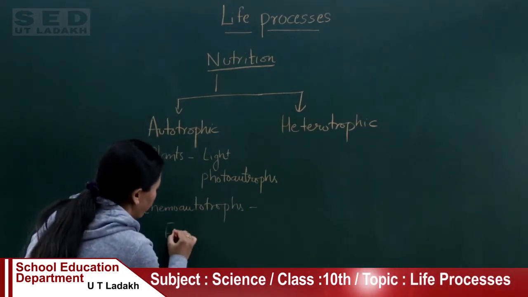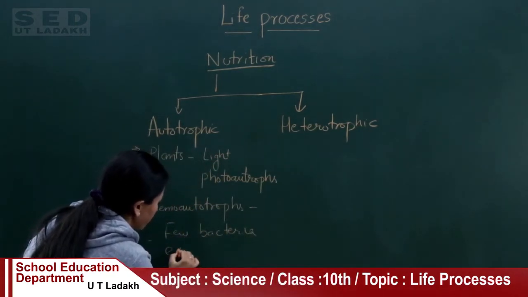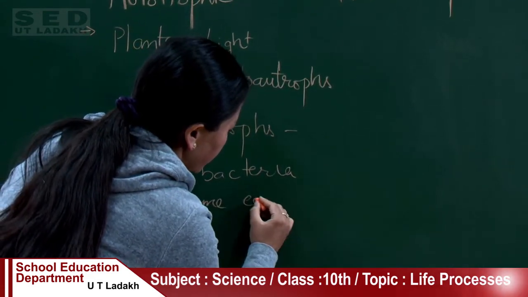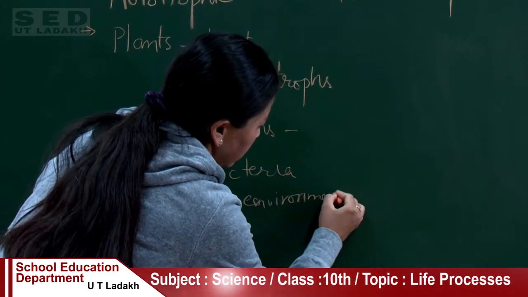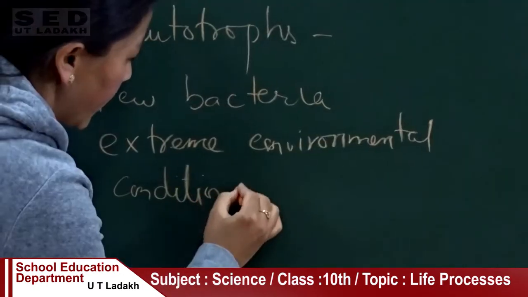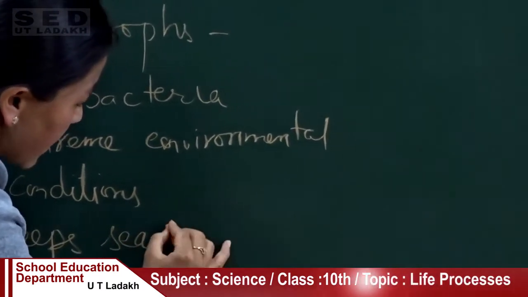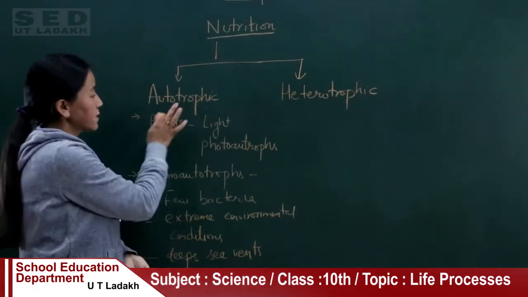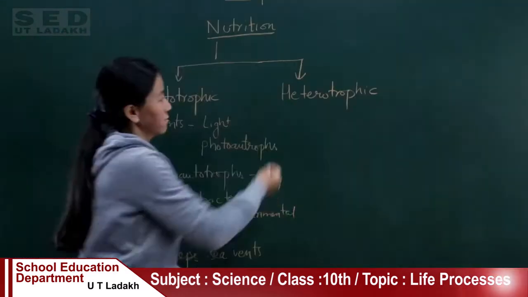And we have examples of many bacteria which live in extreme conditions like deep sea vents and extreme environmental conditions. These organisms can make their own food with the help of inorganic substances. We will discuss photosynthesis in a little more detail in the coming classes.